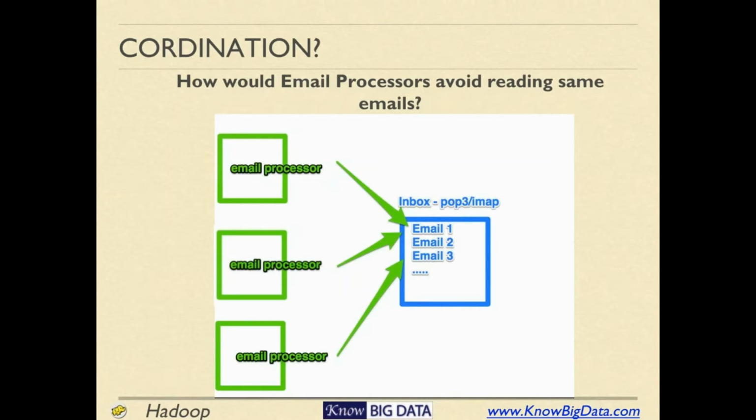Okay, the other insight is that each email has got a unique identifier. Now the question to you is, how would you make sure that no two email processors process the same email? If one email processor is working on an email, don't process it again. How would you ensure that?